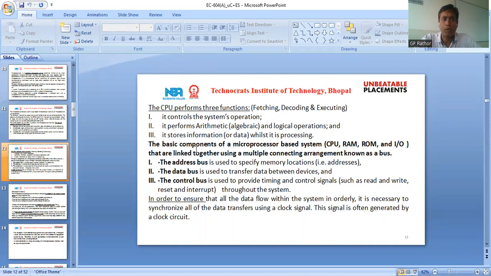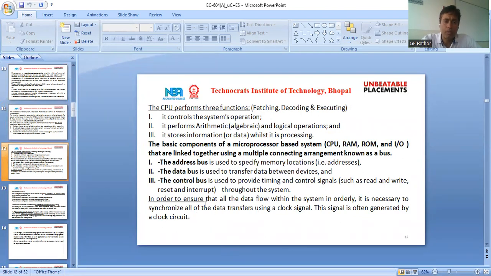The basic components of a microprocessor-based system, CPU, RAM, ROM, and peripherals, are linked together using a multiple connecting arrangement known as a bus. The address bus is used to specify memory location. The data bus is used to transfer data between devices. A control bus is used to provide timing and control signals.